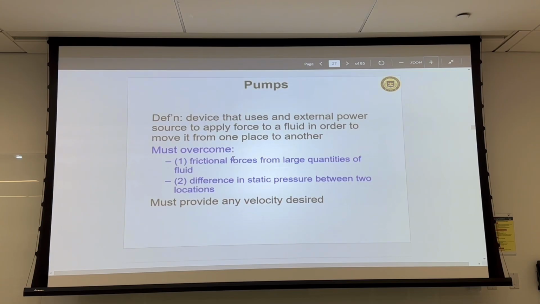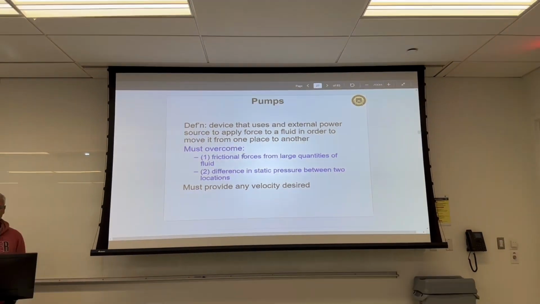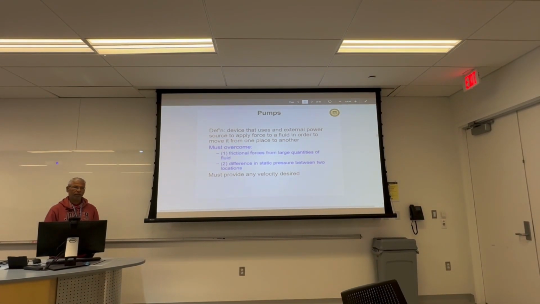Frictional forces from large quantities of the fluid. That means as it is moving through the pipes and valves, you will have some friction. So you are overcoming the friction in the pipes and also in the valves. And then the other one is difference in static pressure between locations. Whenever you make a turn, you have to have a force for the fluid to turn. So these are the things a pump has to do to move the fluid from point A to point B.